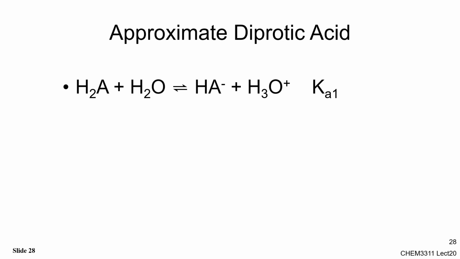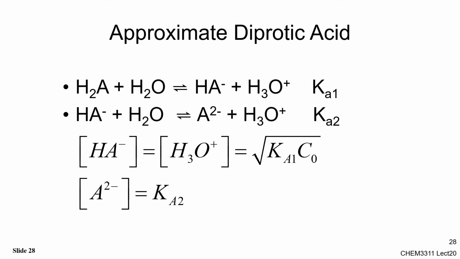So our approximate diprotic acid, right? The monodeprotonated form, the intermediate form, HA minus, is equal to the hydronium, is equal to the square root of Ka1 times C naught, and the dideprotonated form, the ultimate conjugate base, the second conjugate base, would be equal to Ka2.